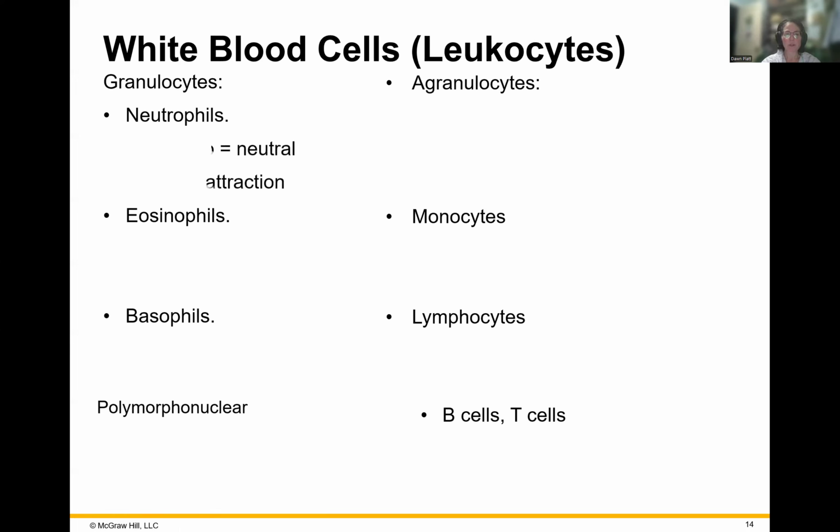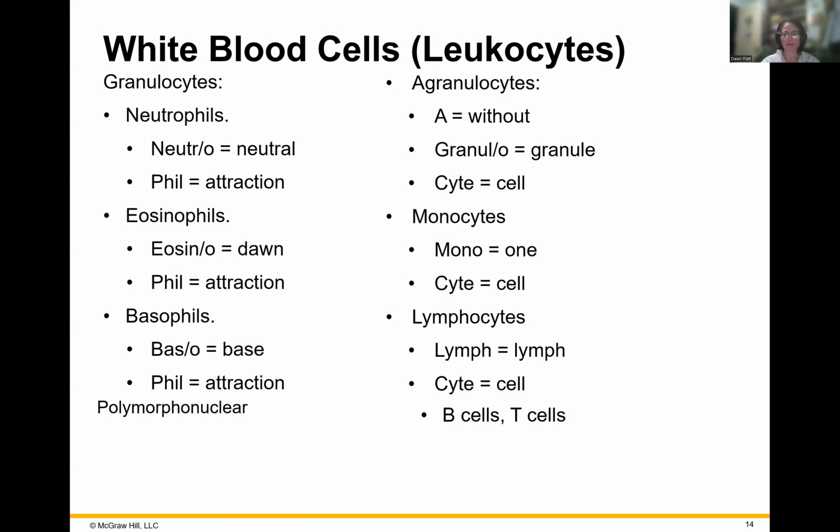So we have neutrophils, and then eosinophils, basophils, another term called polymorphonuclear. You guys can look that one up. And then we have agranulocytes, monocytes, lymphocytes, and then our B and our T cells, which have to do with fighting off infection. So here's our polymorphonuclear.